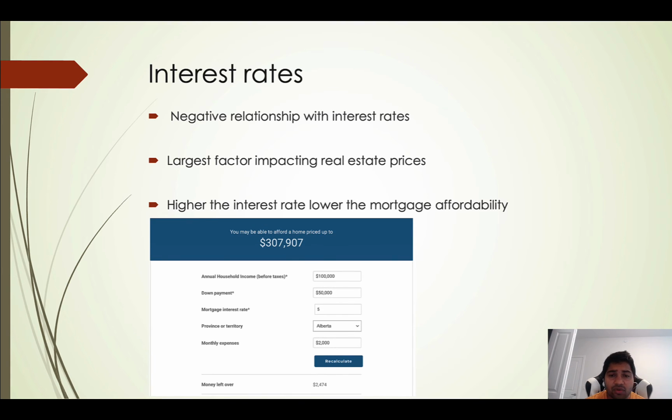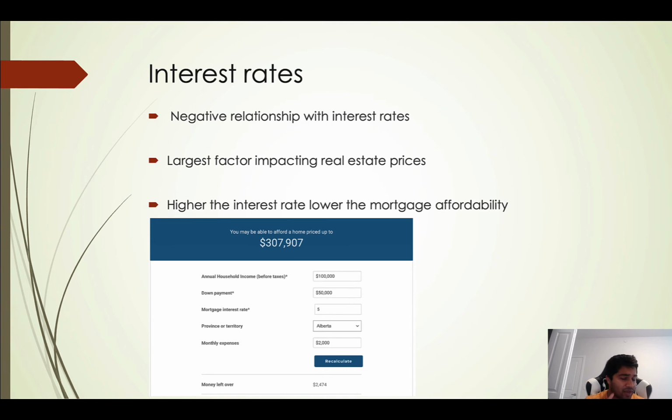If it further goes up by 2% to 5%, which is what is expected, that we might have a mortgage rate of 5% plus in the near future, then your affordability may be down to 300,000. So we had an interest rate situation where interest rates were quite low for decades now.